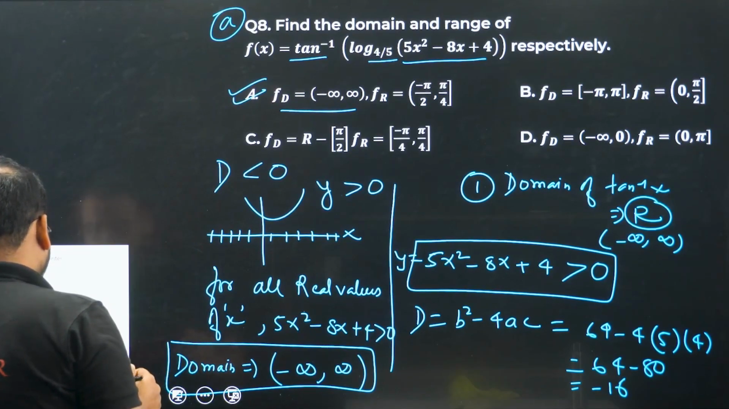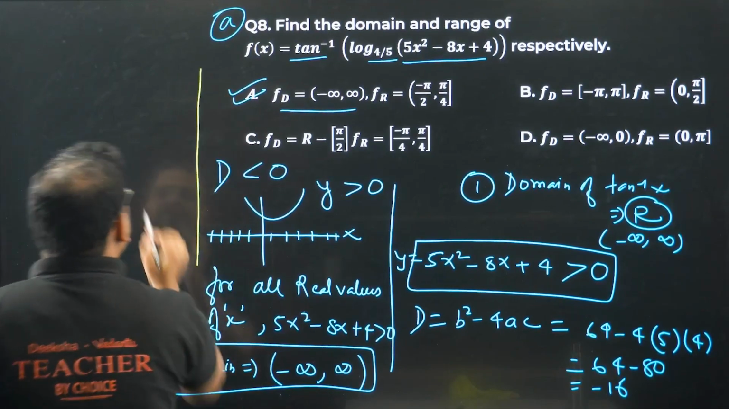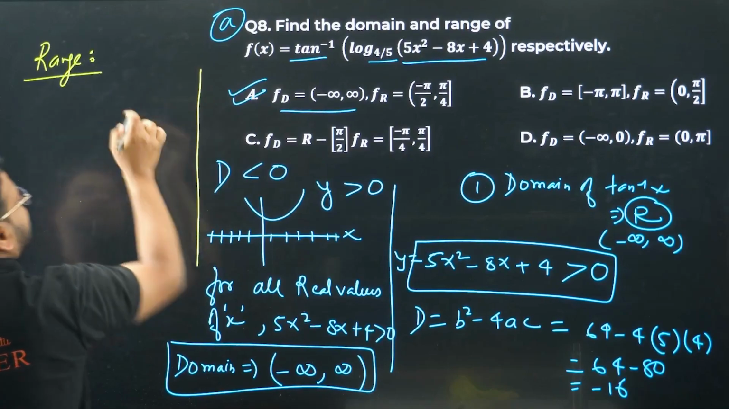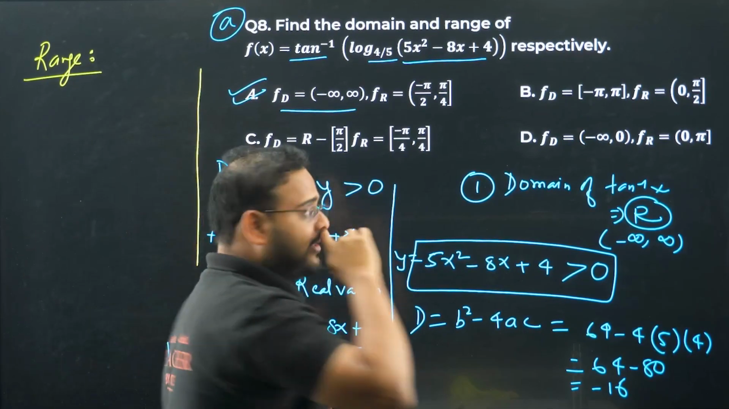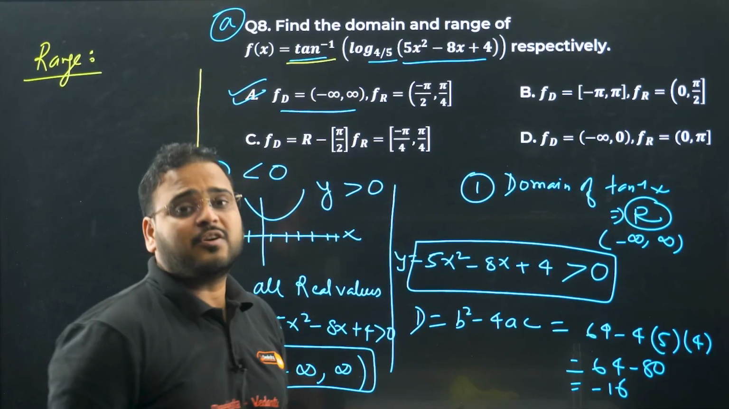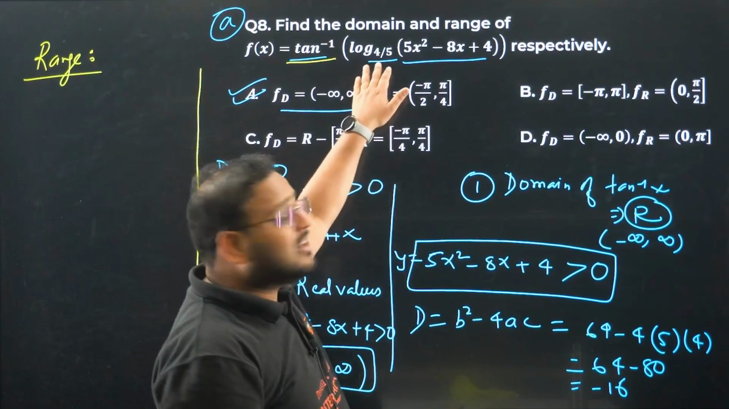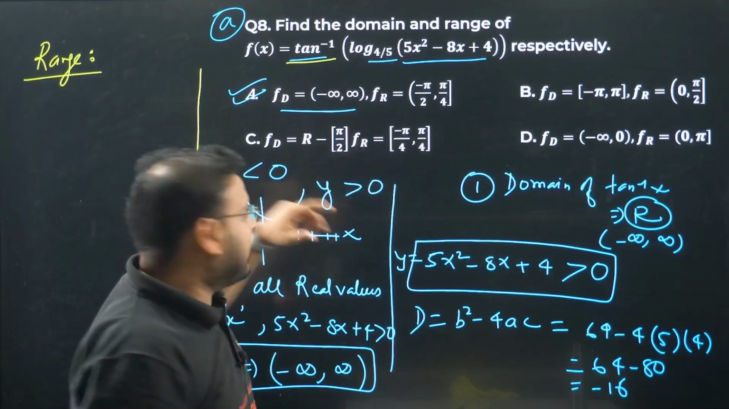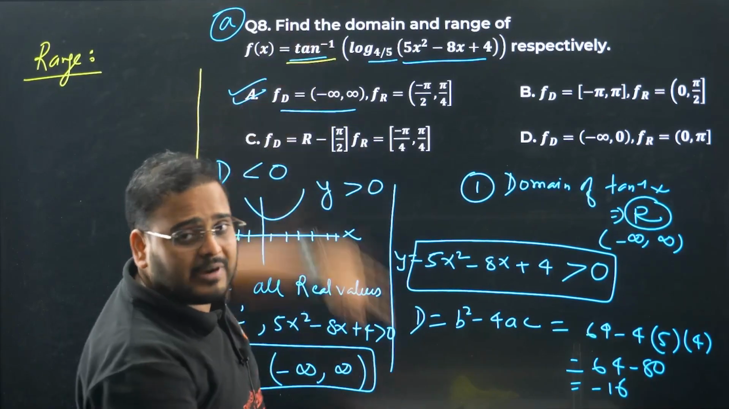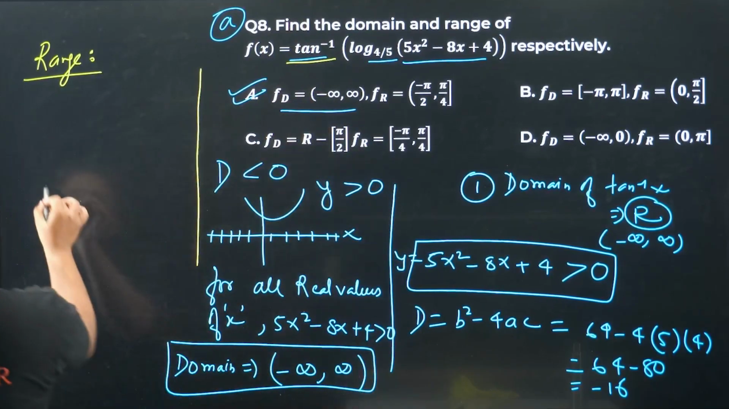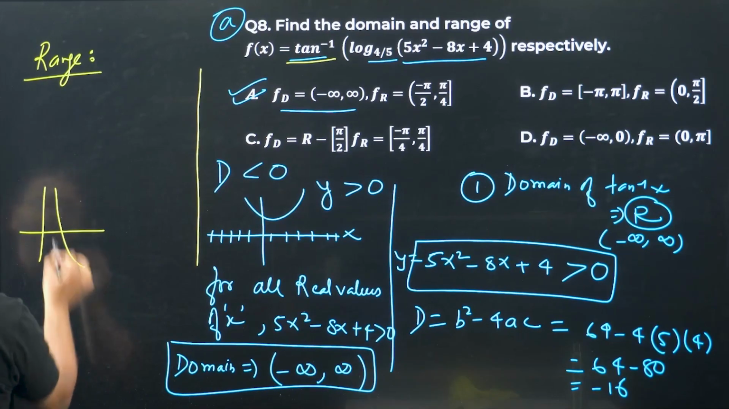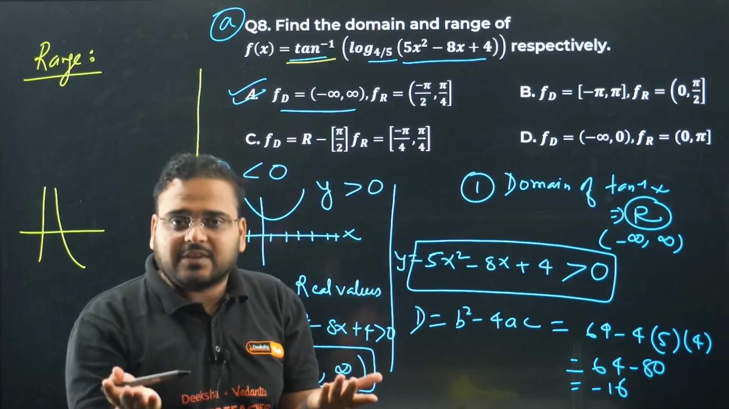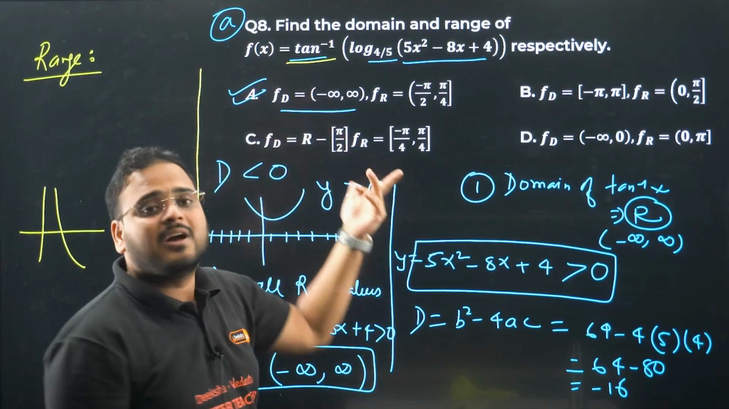Have a look. Now talking about the range part. Range of what, dear? Range of tan inverse. Why, sir? Because log will give you what? The log output will always be all real. I just showed you the graph. The log was going from negative infinity to positive infinity. If you feed that into tan inverse, it will give you the range of tan inverse. So basically the range of tan inverse will be your answer.